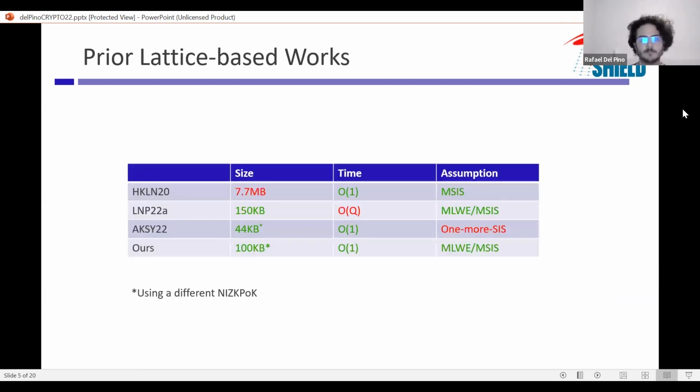So how do we compare? Hauck et al., as we said, has a very large signature size, which is nearly 2 orders of magnitude larger than other schemes. Lyubashevsky et al. has a linear signing time in the total number of queries. And the Agrawal et al. paper uses one-more SIS, which is not well studied yet.